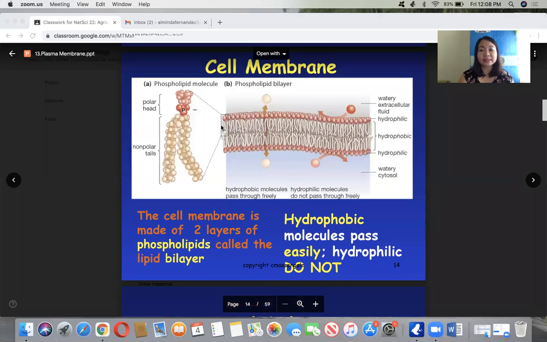Again, this is the cell membrane. The cell membrane is made of two layers of phospholipids, called the lipid bilayer. The hydrophobic molecules pass easily, but the hydrophilic ones do not.